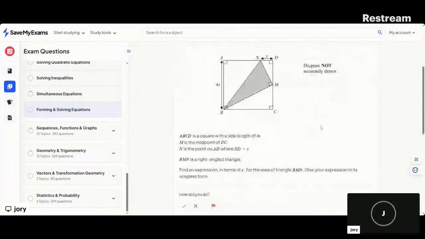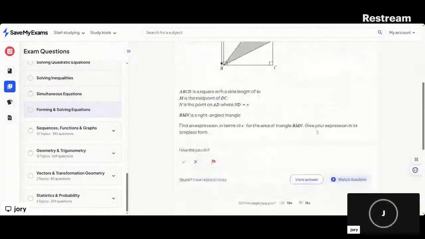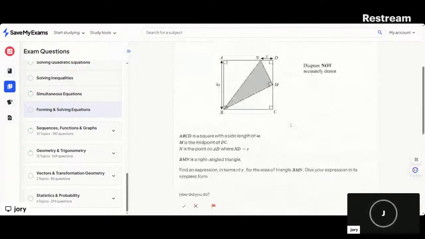Diagram not accurately drawn. ABCD is a square with a side length of 4x. M is the midpoint of DC. N is a point on AD where ND is x. BMN is a right angled triangle. Find an expression in terms of x for the area of the triangle BMN.